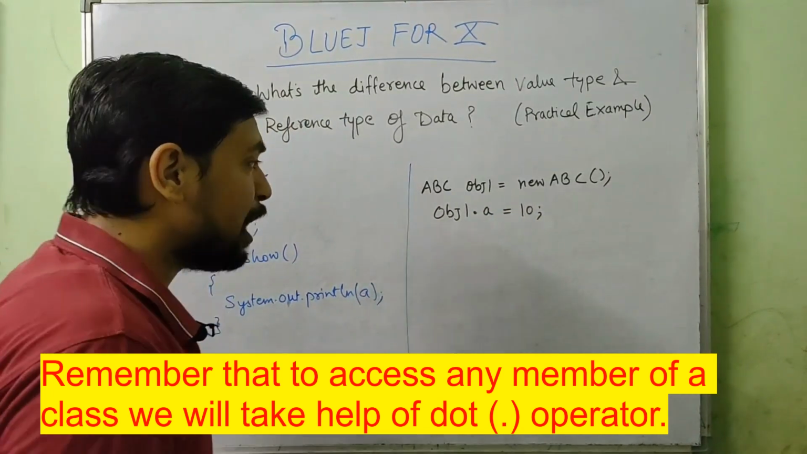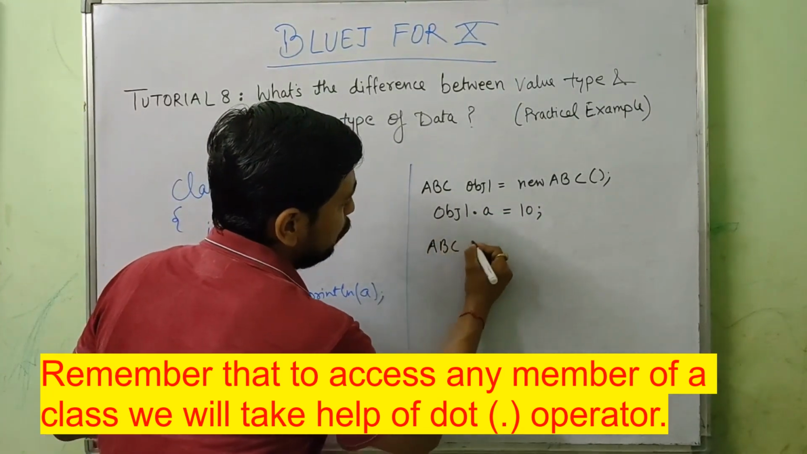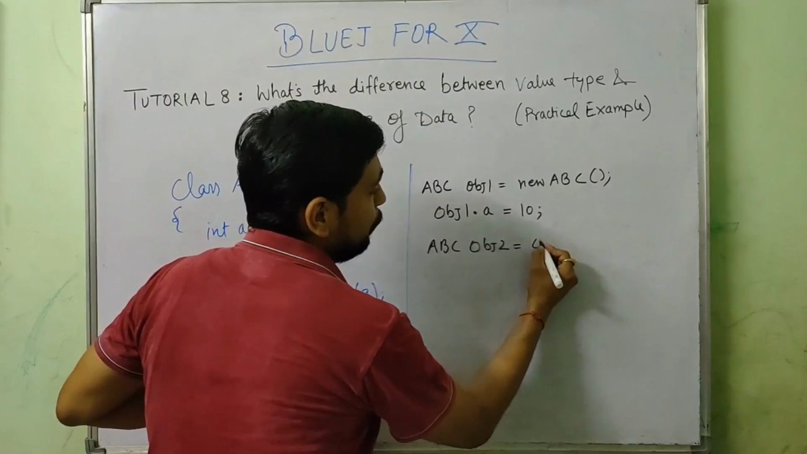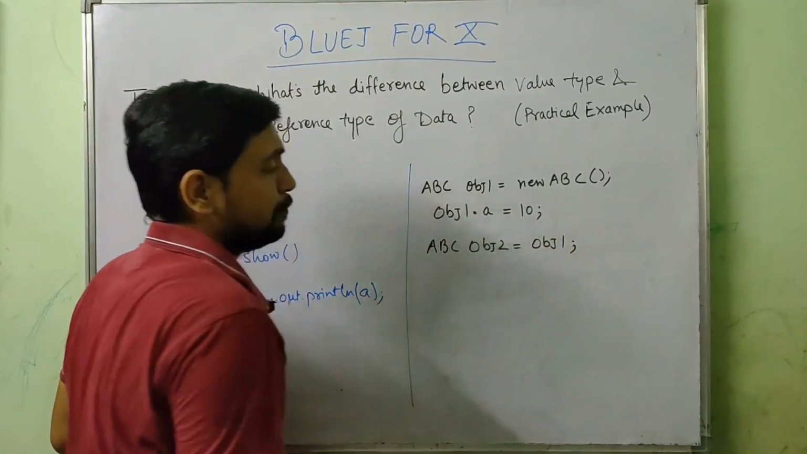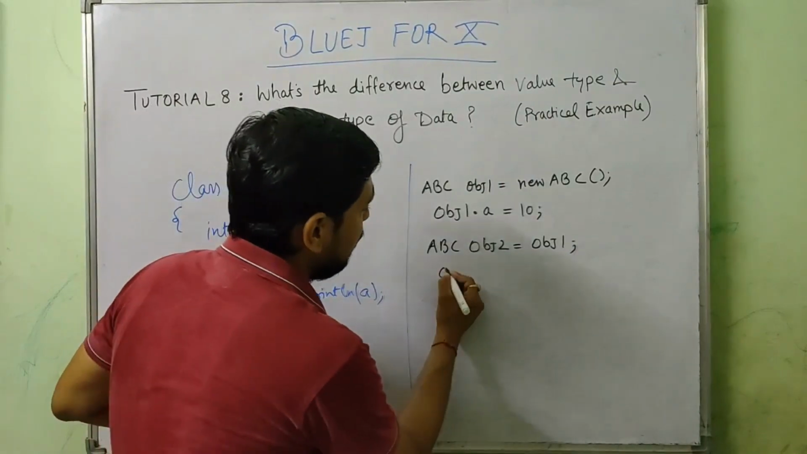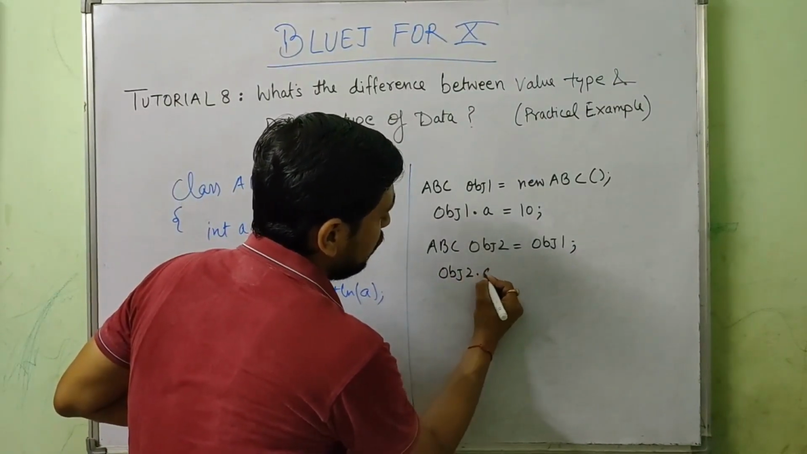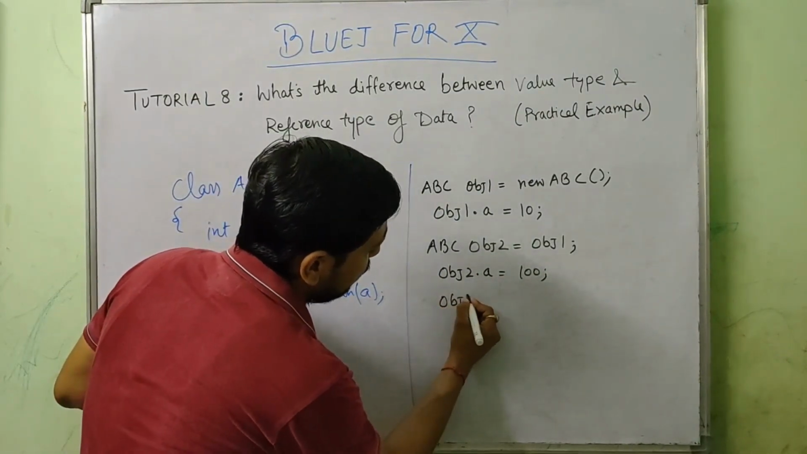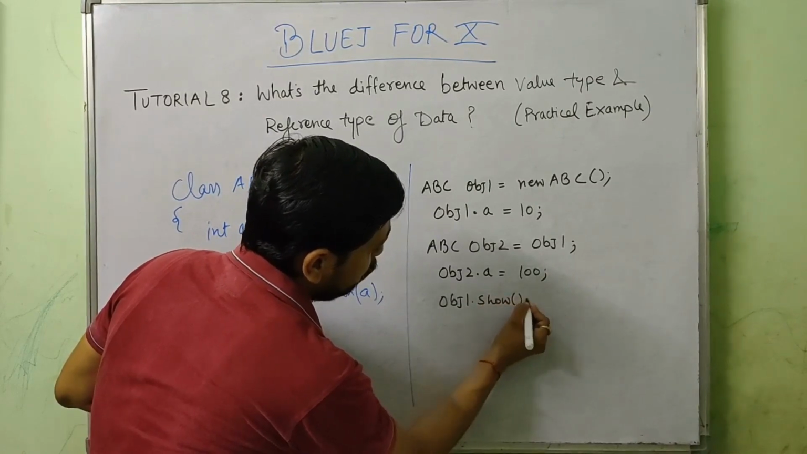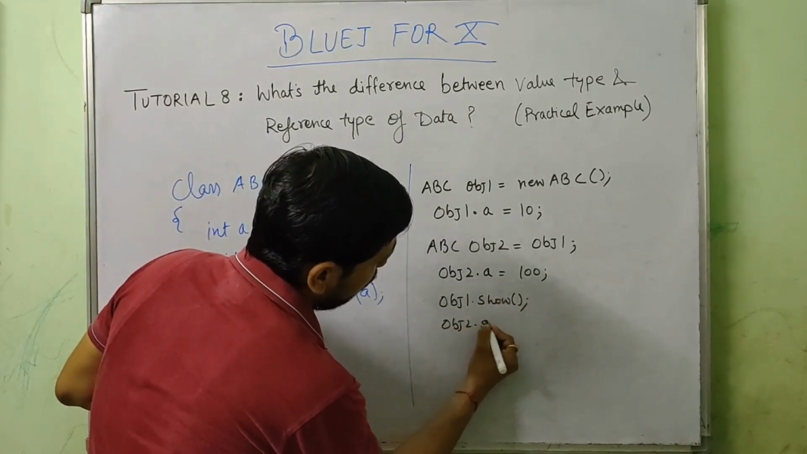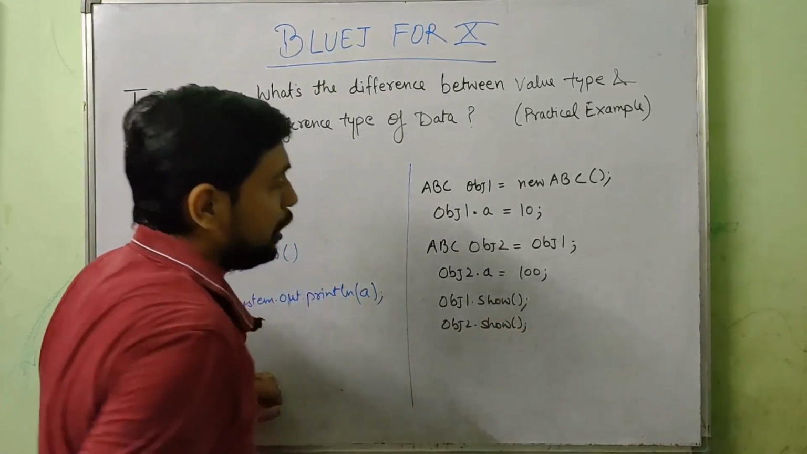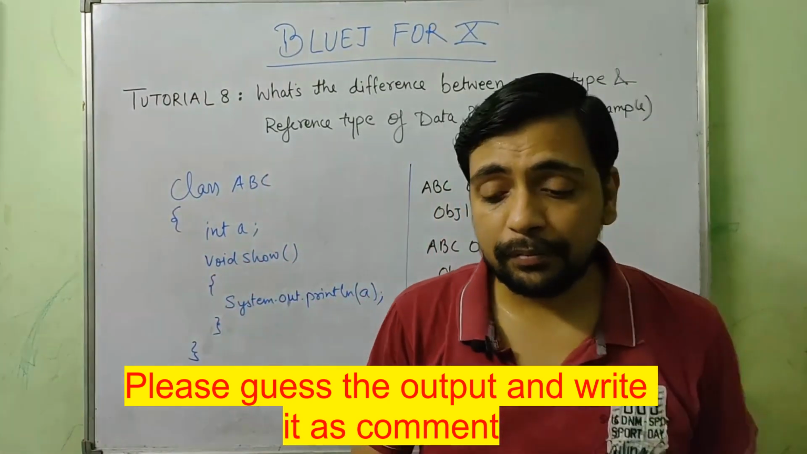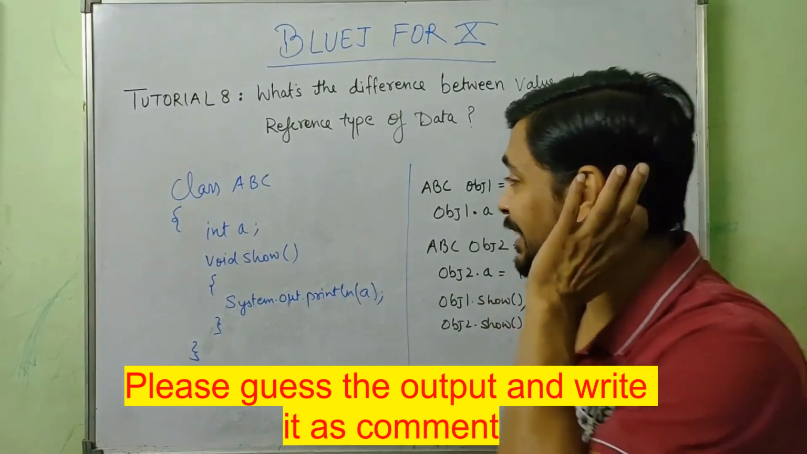Is this okay? Now we will create another object, ABC obj2 is equal to, and here I will assign obj1. Then I will write obj2.a is equal to 100. Now if I call the show method of obj1 and the show method of obj2, what will be the output? Guess the output and write it down in the comment box, and we'll see whether your guess is correct or not.